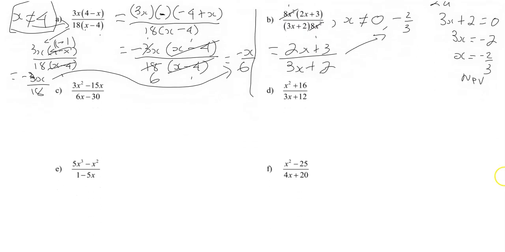Next up, 3x squared minus 15x over 6x minus 3. So the first step is factor, so 3x, x minus 5. Okay, I'm not going to go through all the detailed factoring stuff now. It's just you need to be able to factor. That is not a 50. That I will change.